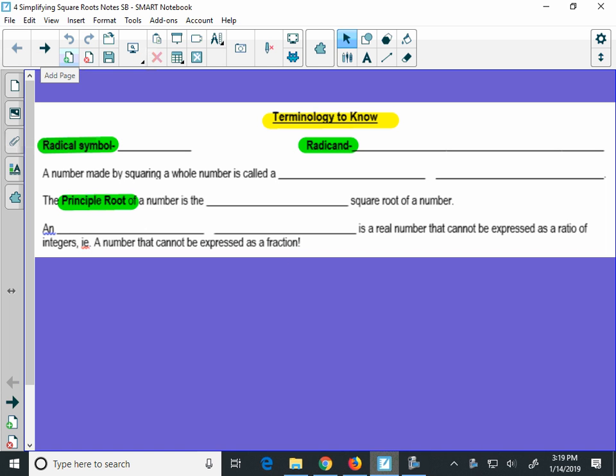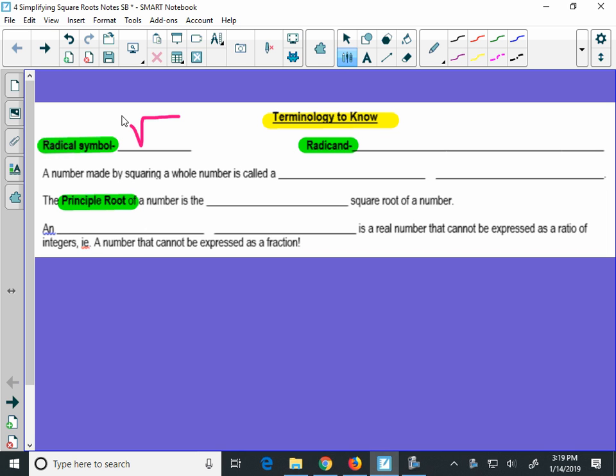This video is for the Blended Algebra 2 class. We're working on lesson 3 now, which is simplifying square roots. Some words and terminology that we need to know before we can jump into the notes: what a radical symbol is. This is a square root symbol, or a radical symbol. That's what we're going to work with when we simplify square roots.